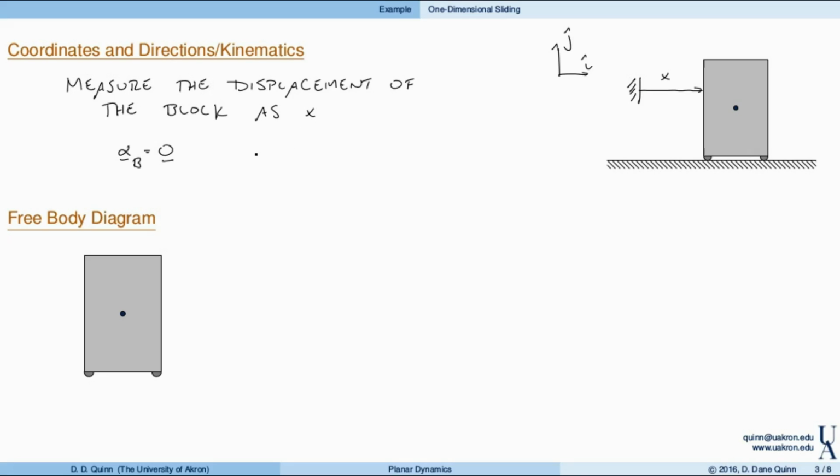And with this coordinate x, we find that the acceleration of the mass center of the block, so let's let G be the mass center, is x double dot in the i direction. So again, i is a measurement, and it's related to the acceleration as x double dot in the i direction. So these are the kinematics. Again, we've assumed no rotation. We found a way to measure the acceleration of the mass center. So now we'll turn to the free body diagram.